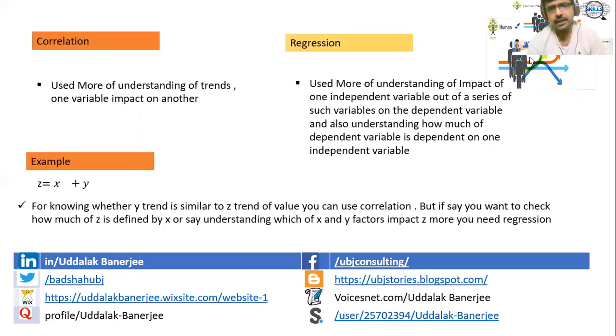So overall, as has been written here, regression is used more for understanding the impact of one independent variable out of a series of such variables on the dependent variable, the outcome variable, and also understanding how much the dependent variable depends on one particular independent variable. Like, say for attrition, if there are hundreds of factors, which factor is the most defining factor? Say if you are looking at recruitment as a system, there are multiple factors coming into the picture, the sourcing time, your sourcing channel bandwidth, and all these things. Which particular thing has actually resulted in that, you can always analyze.